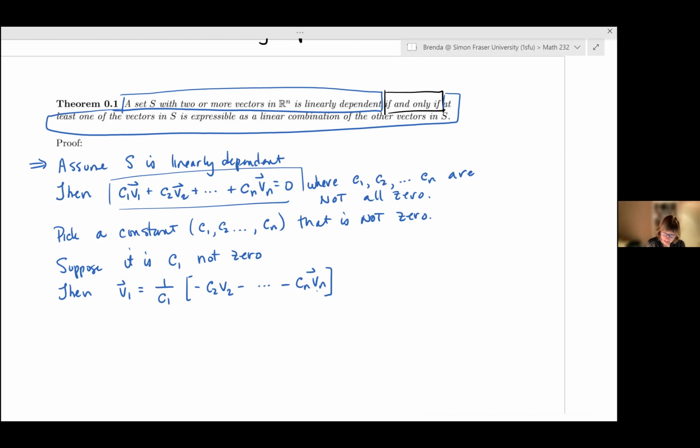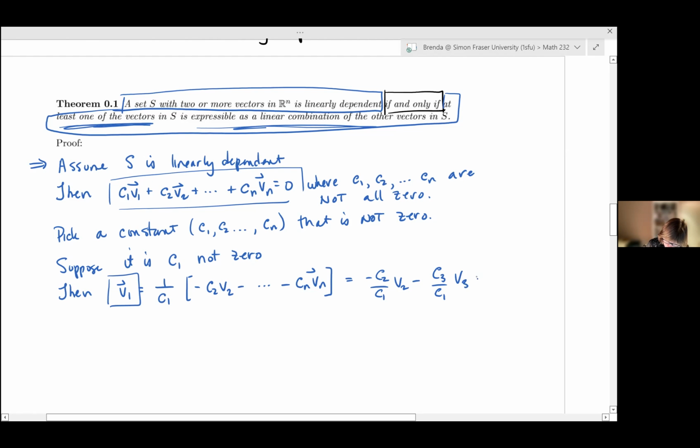We have now expressed at least one of the vectors, in this case V1, as a linear combination of the other vectors. It looks like this: minus C2 over C1 V2 minus C3 over C1 V3, etc. Okay, so we have it as a linear combination. There we go. That's the end of the proof in that direction.